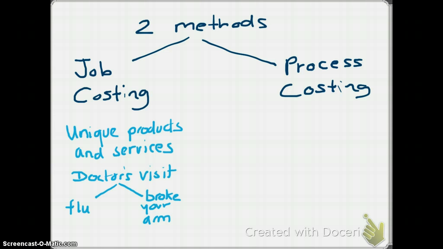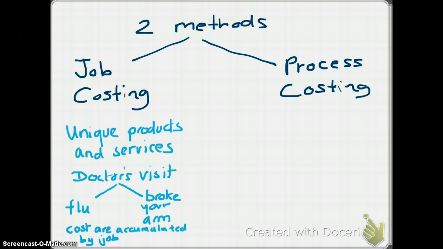The cost associated with each type of service is different. The doctor's office doesn't spend the same cost for both types of service. So what they do is they accumulate their cost by each different job. So costs are accumulated by job whenever a company uses job costing.